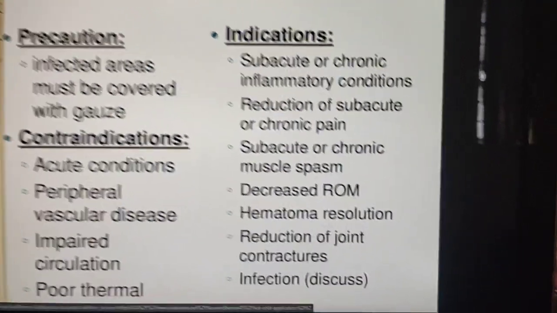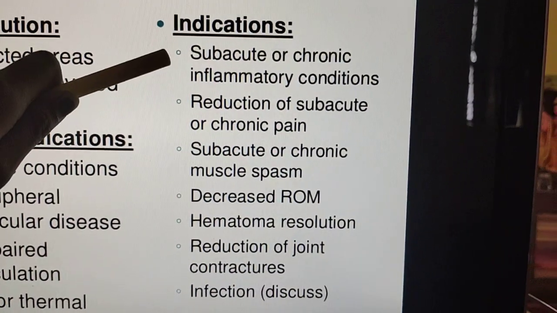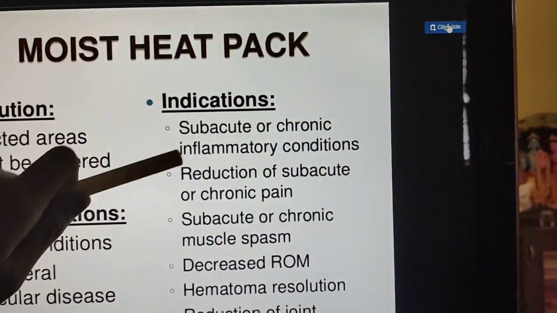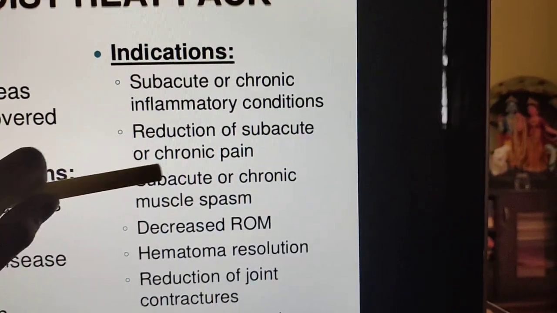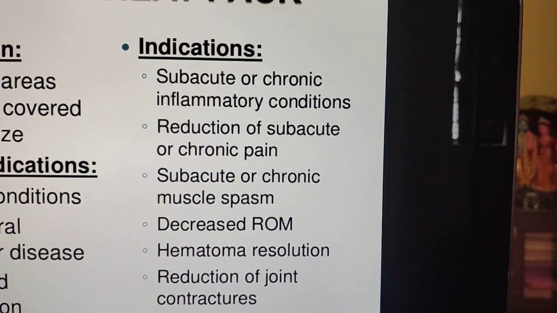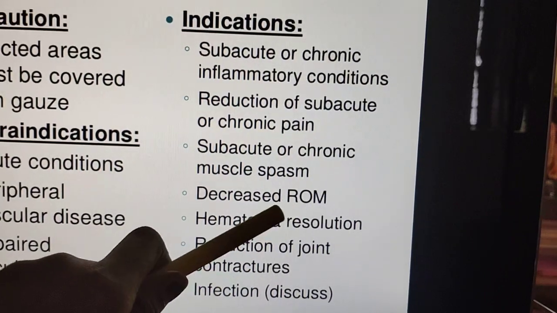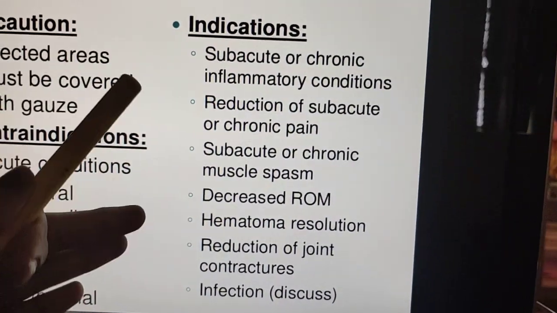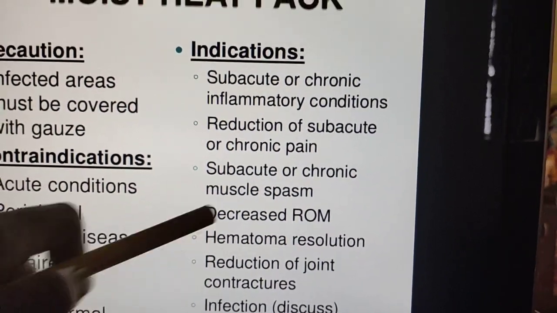Okay, but what are the indications you see? For subacute or chronic inflammatory conditions, we can use this hot heat pack. For reduction of subacute or chronic pain, any chronic pain, we can use this hot heat pack. Then decreased range of motion, for people who can't move. The range of motion means what? All angles in which we are moving the body part, that we call range of motion.